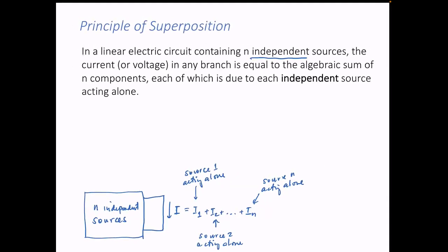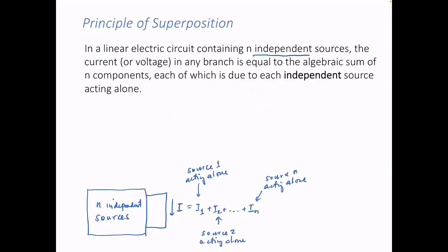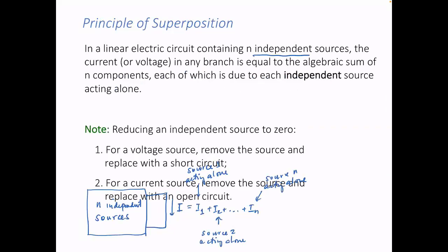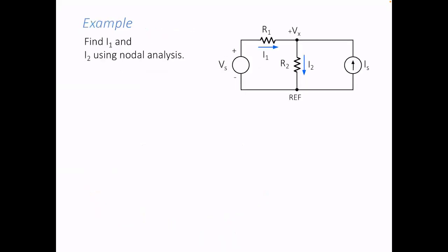Now, how do you make a source act alone? We already took that up last time. If it is a voltage source, you remove the source and you replace it with a short circuit. Sorry that I messed up the slide. If it is a current source, you remove the source and you replace it with an open circuit. So we already know that from last time. No? So best to explain this through an example.